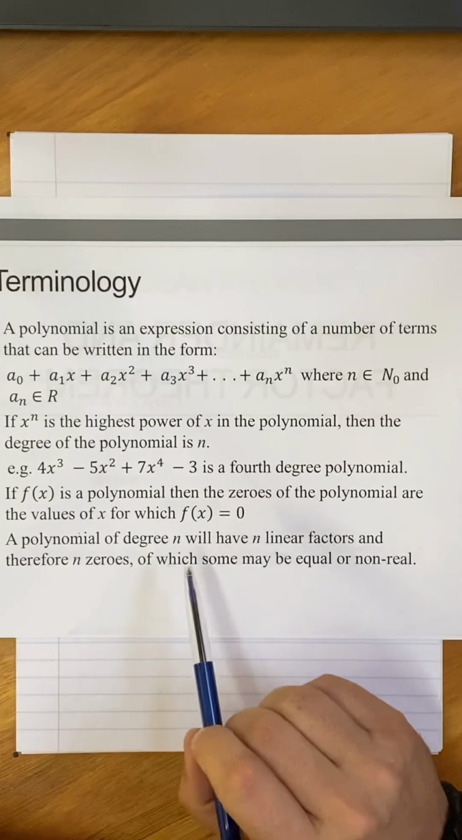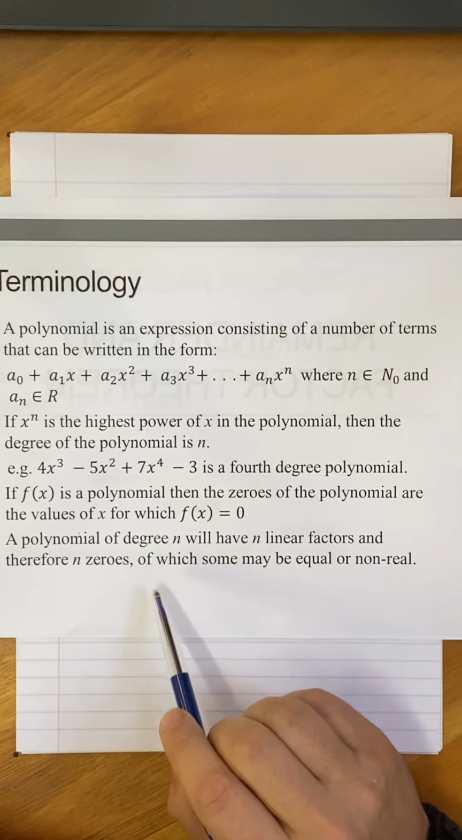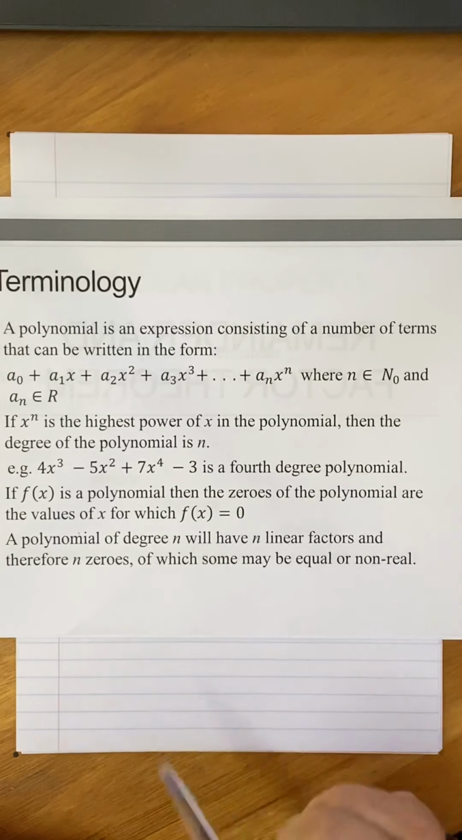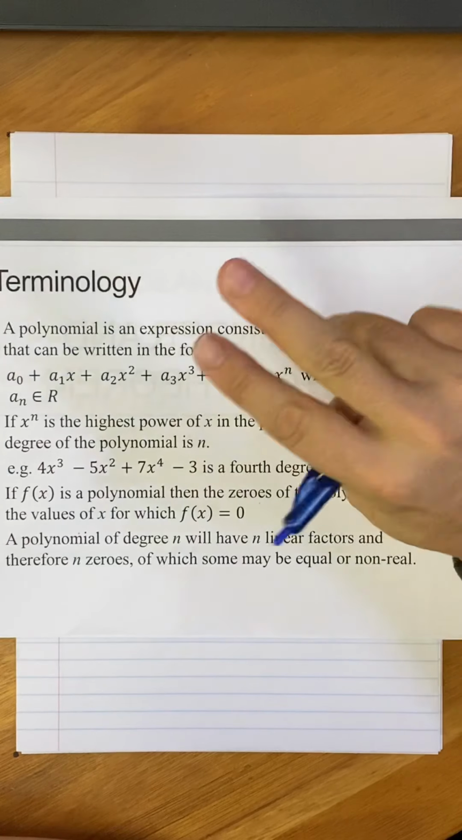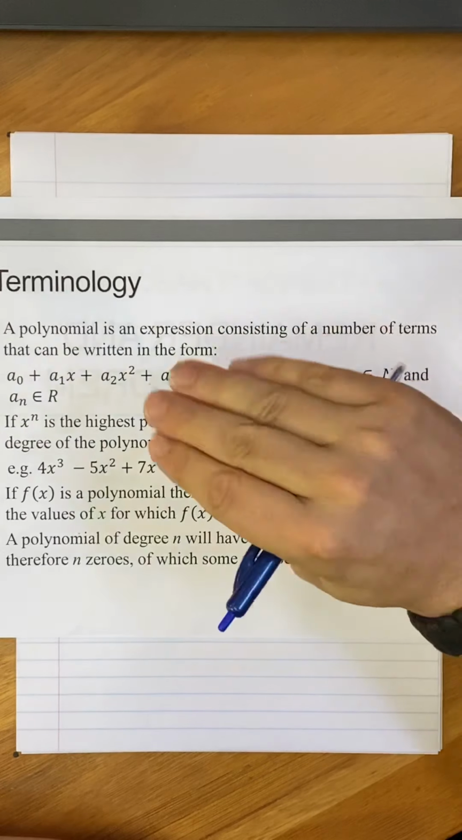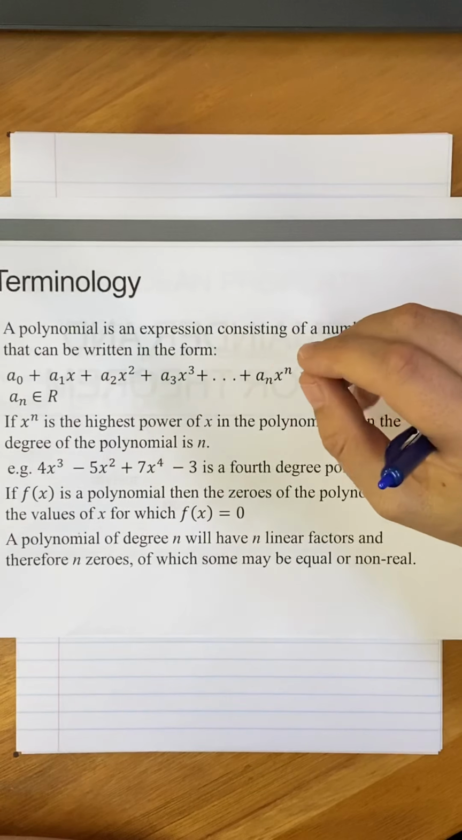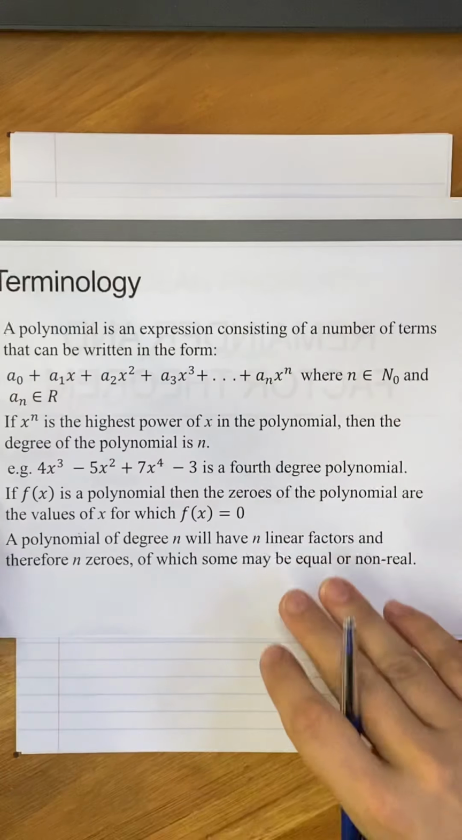A polynomial of degree n will have n linear factors and therefore n zeros, of which some may be equal or non-real. So, for example, when you solve a quadratic, an x squared one, okay, you'll always get 2 solutions, x is equal to or x is equal to. If we go into cubics, you should get 3. And if you go up to the power 4, you should get 4, and so on. Okay?